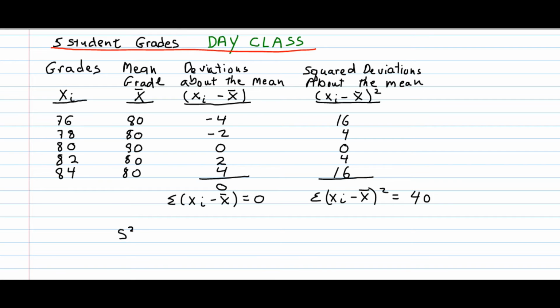Now we're ready to calculate the sample variance. Remember, the formula for the sample variance is the sum of the x sub i's minus x bar squared divided by n minus 1. So we take the sum of the x sub i's minus x bar squared. We did that in the fourth column here. We calculated 40. And then we have n minus 1, and n is 5. That is, the sample size is 5 minus 1. So we get 40 divided by 4, and that's an easy number. So we get 10.